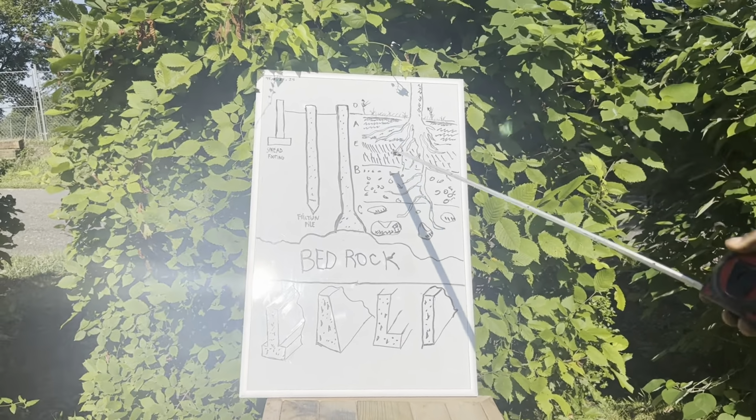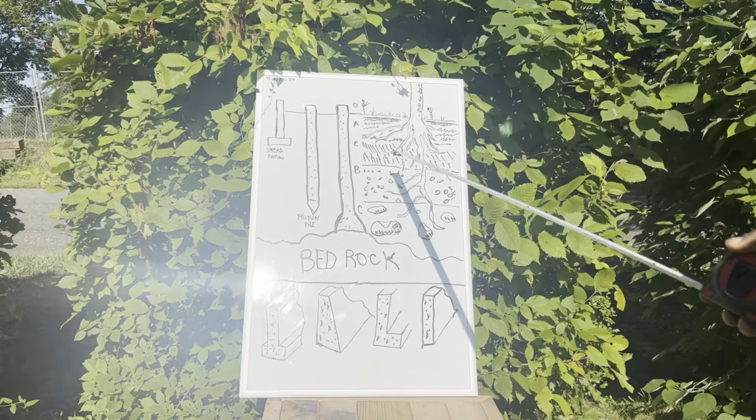As you move past your organic layer, you get into your A layer. This would be your organic-rich layer. As you move down through the layers, your soil becomes less organic. And I'll give you an example. Look right here in this profile.